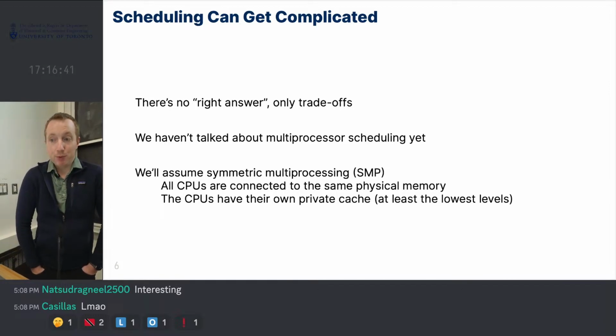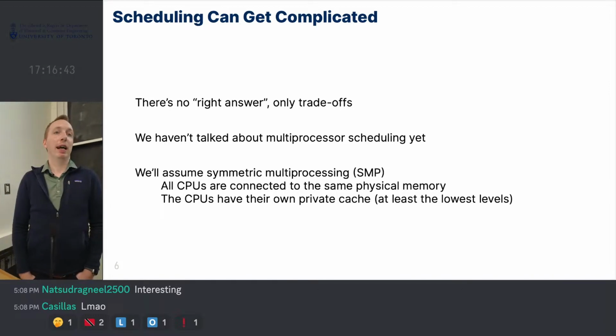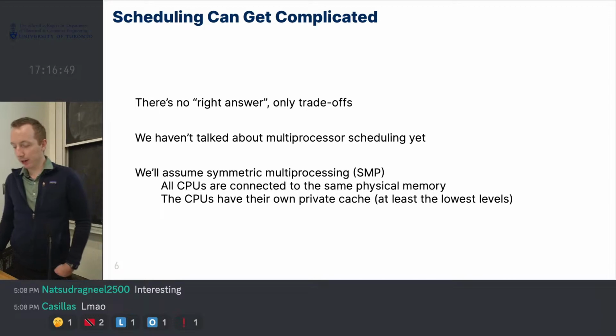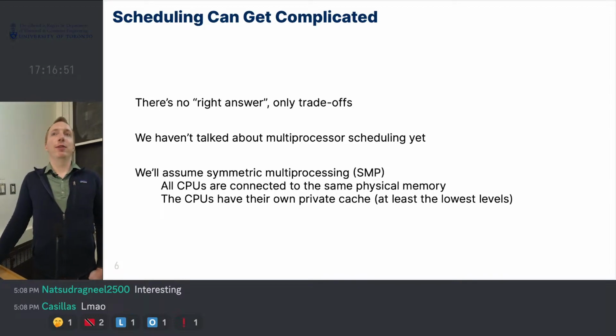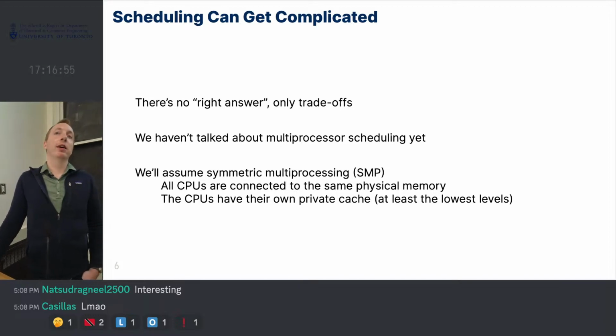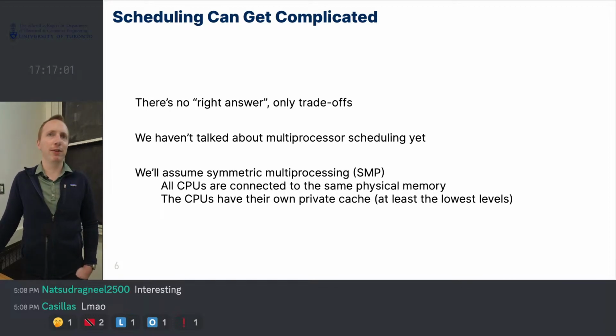So it's really complicated, and we haven't talked about having multiple cores yet. So far, we've only talked about having a single core. So we're going to assume an architecture called symmetric multiprocessing. What that means is all CPU cores are connected to the same memory. There's no performance difference or otherwise, like addressing is different or anything like that.